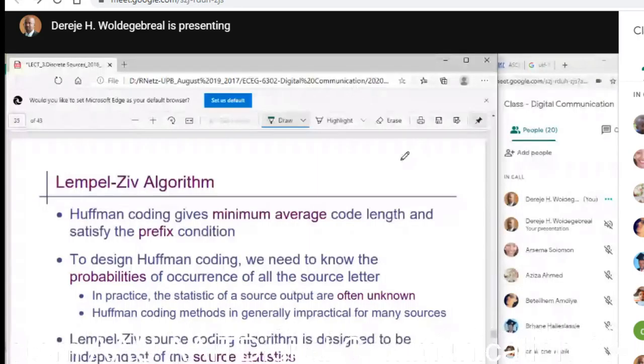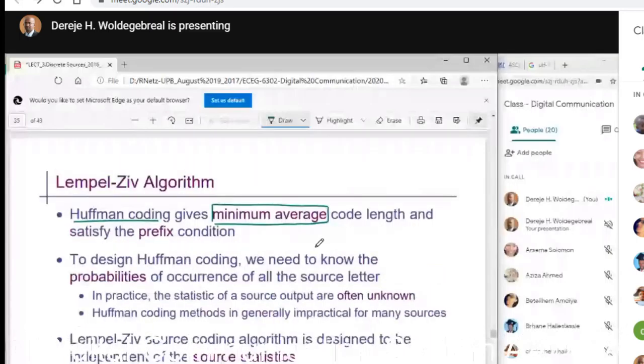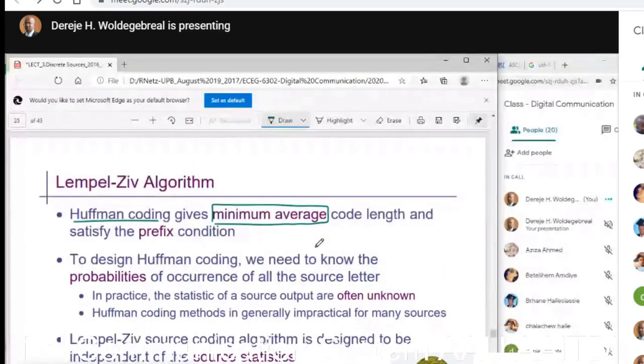Now, the next type of coding scheme is what we call the Lempel-Ziv algorithm. It's another variant of source coding scheme. We have seen that Huffman coding is an optimal length coding scheme in the sense that the average length of code word is somehow minimal. And we have also seen that Huffman coding is a prefix free code, so that it ensures decodability despite the variable length code word.